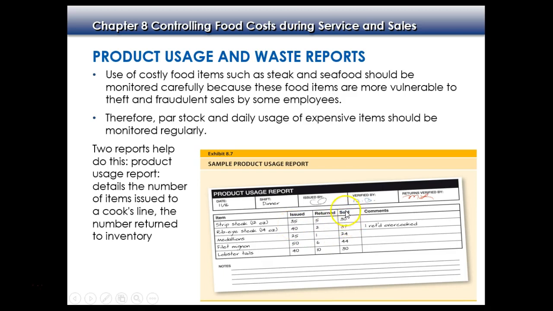So according to the sales, there should be 30 of those used. A ribeye, they were issued 40, 2 returned, 37 sold. At least they let us know the one was overcooked, so they're going to be off by 1.